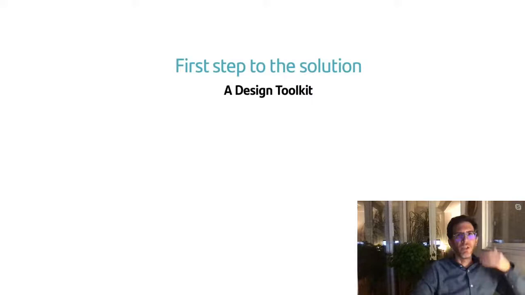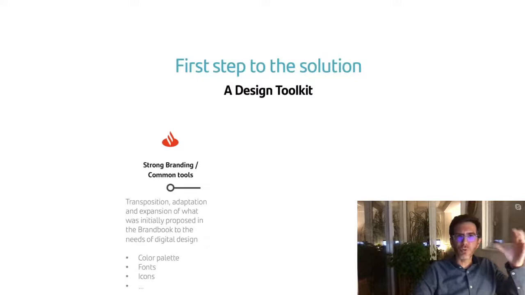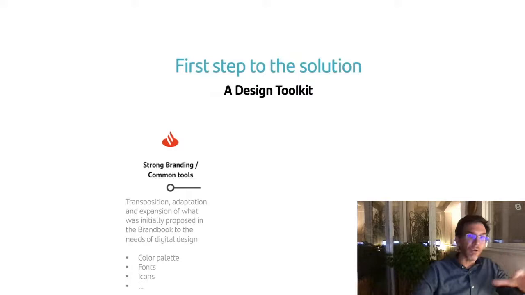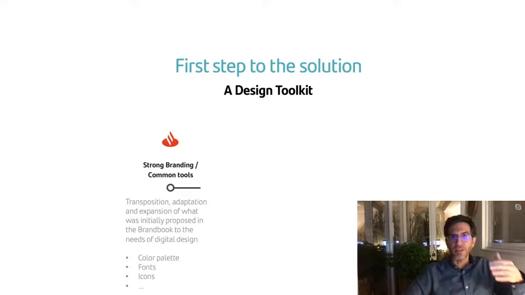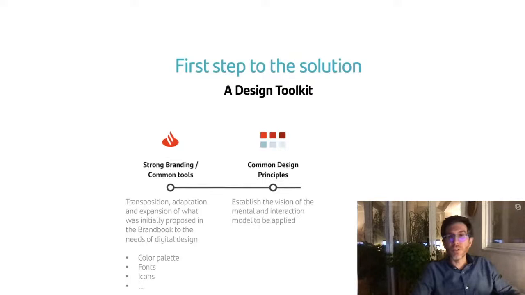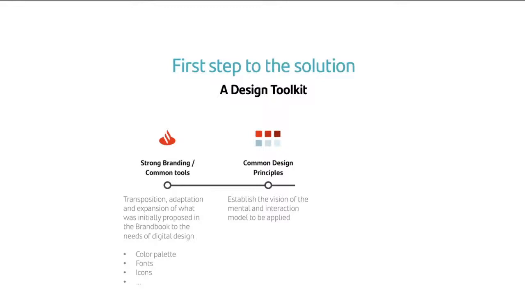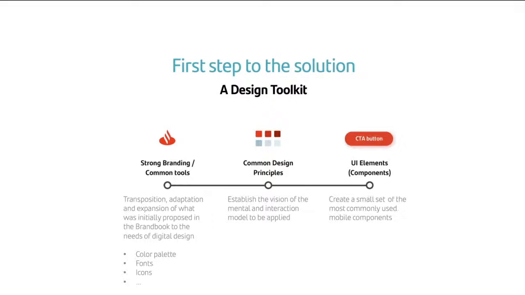So a design toolkit was made out of some strong branding common tools. So we took the branding guidelines that the branding department has prepared, and we took all those definitions into the digital world. So we took that color palette and translated it to the needs that we have as digital designers, in RGB and all those aspects. We took the fonts, we defined the icons, and so on. So we also defined which should be the common design principles that the Santander experience should be like. And we defined some UI elements, some components. We create a very small set of the most commonly used components in the mobile experience.